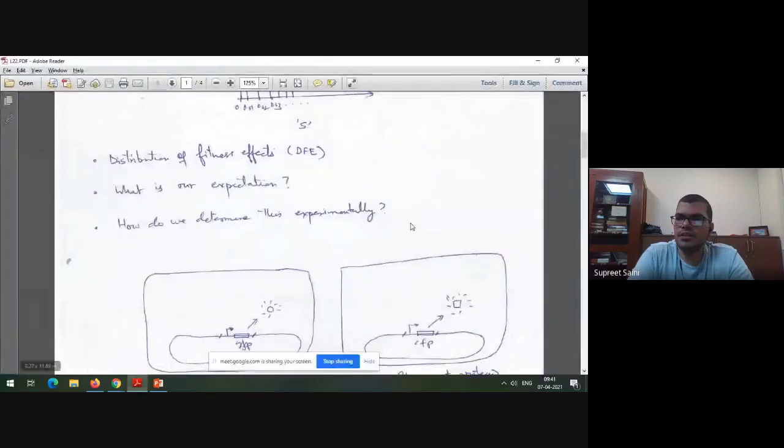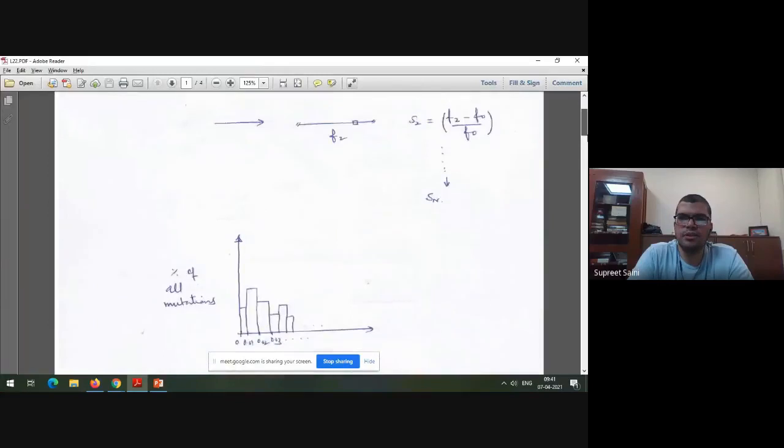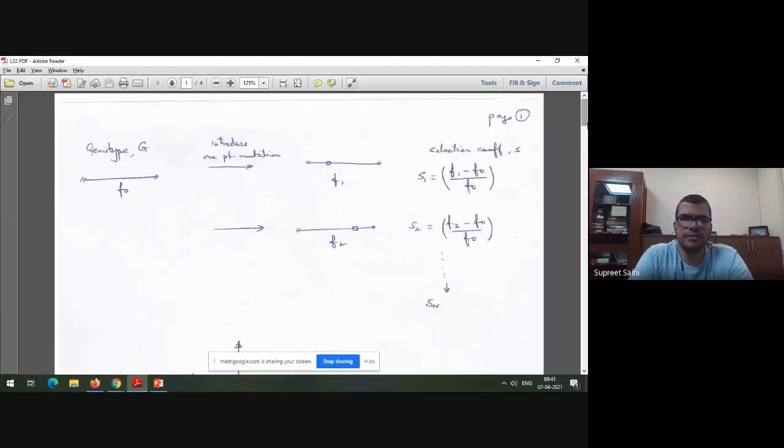So this is referred to as something called a distribution of fitness effects. I'll just do this very briefly. The idea is as follows, and it's a conceptual idea. We'll worry about the determination of this distribution in a little bit. But conceptually, you have a genotype G and the organism, and we're thinking bacteria, we're not talking about sexual reproduction. The organism with genotype G has a fitness F0.